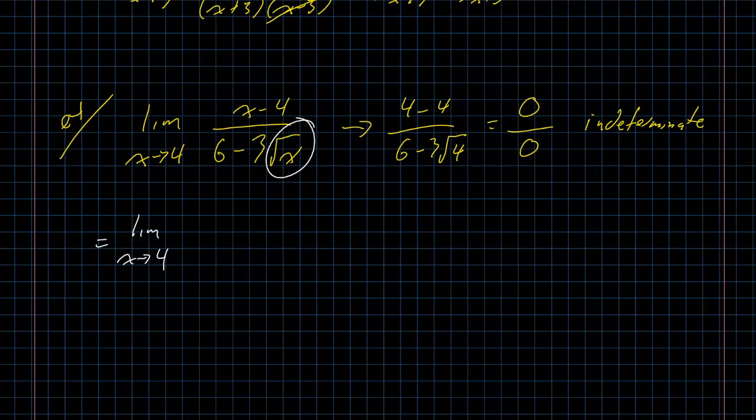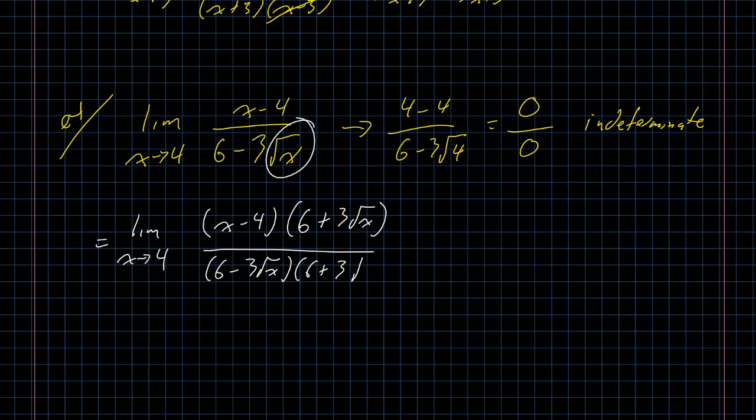All right, so to rationalize, we take numerator and denominator, and we multiply by the conjugate of the thing that has the radical. So we'll have x minus 4 times 6 plus 3 root x divided by 6 minus 3 root x times 6 plus 3 root x. I'm going to leave the numerator factored, right? Our goal is to cancel out that x minus 4 so that this thing stops being 0 divided by 0. So there's our 0 in the numerator, and we hope to get rid of it.